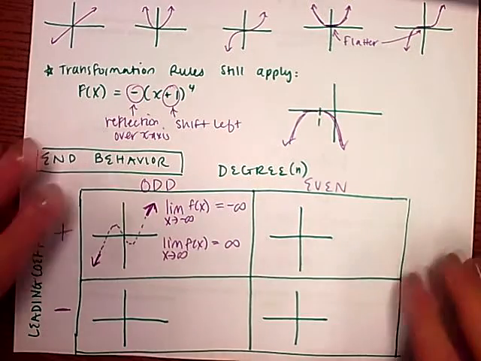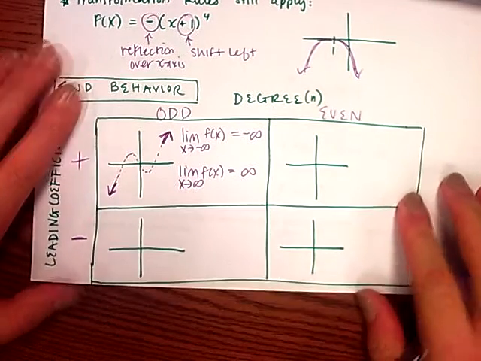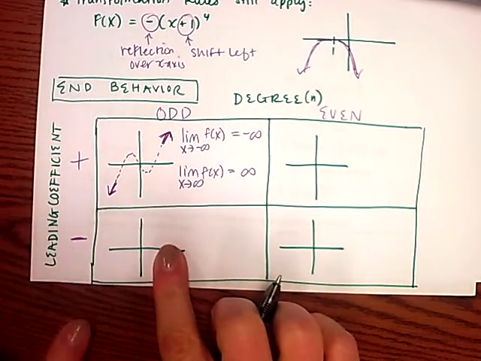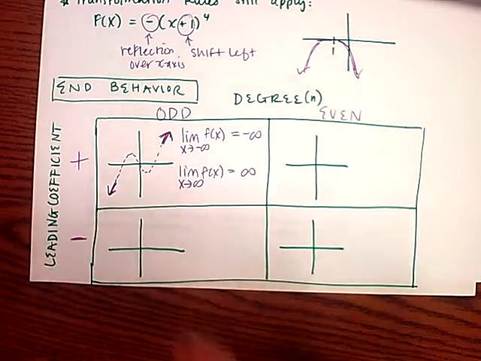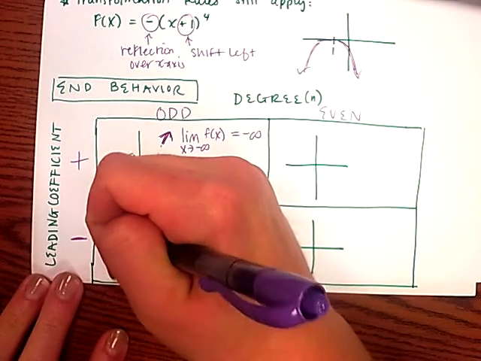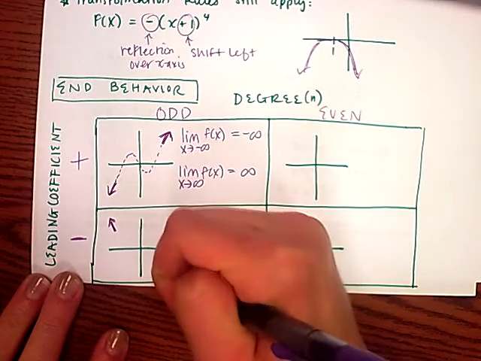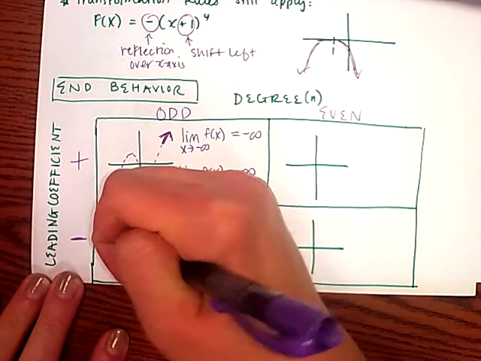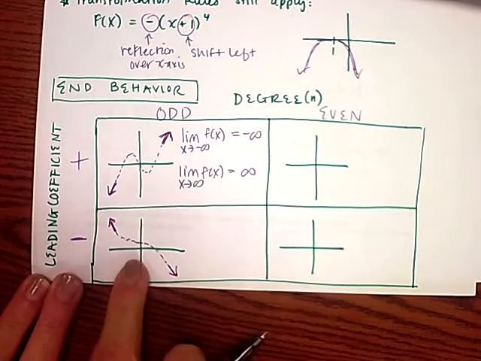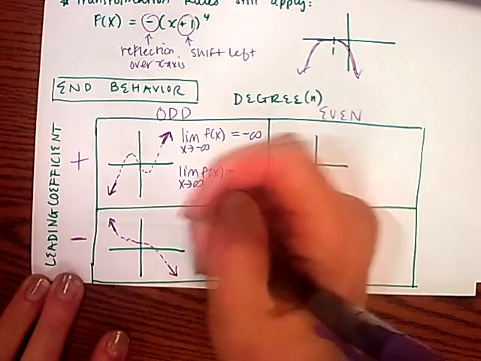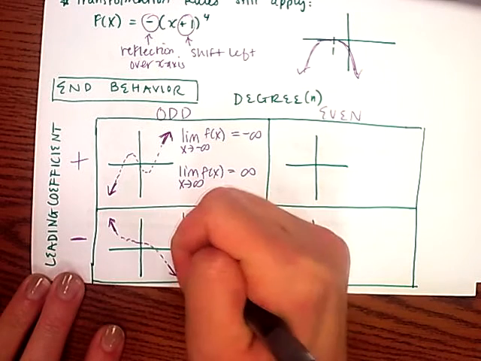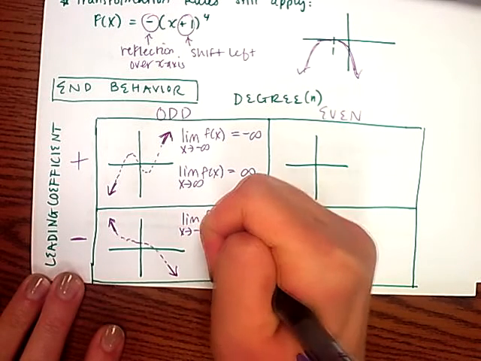Okay, so now if I think about what happens if my leading coefficient is negative, but I still have an odd function, essentially my graph is going to flip over the x-axis. So now on my left-hand side, it's going to be going up, and on my right-hand side, it's going to be going down. And again, I don't know exactly what it's looking like in between. So then essentially what's going to happen with my limits or my end behavior is they're just going to flip-flop.